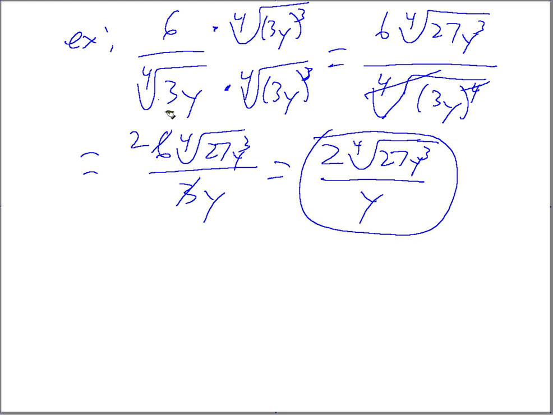So pretty tricky if the root index is not 2 or square root. If it's square root, just times it by itself, and that will work every time. But if the root index is 4 or 5, make sure you get enough powers down there to cancel the root index. You want to match the power here with the root index. Bottom line.